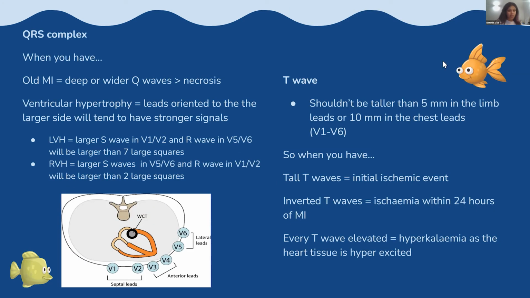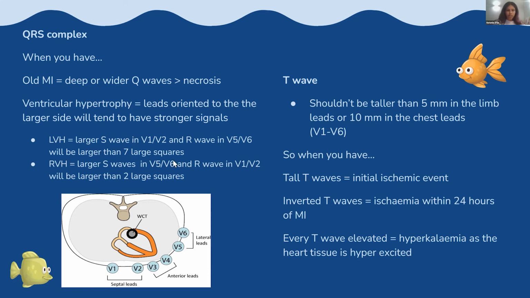Okay, so the QRS complex. When you have an old MI, you're going to see deep or wider Q waves. And when you have ventricular hypertrophy, you're going to see that the leads oriented towards the larger side will have stronger signals. For left ventricular hypertrophy, you'll see a larger S wave in V1 and V2, and the R wave in V5 and V6 will be larger than 7 squares. Whereas in right ventricular hypertrophy, you'll see larger S waves in V5 and V6, and the R wave in V1 and V2 will be larger than 2 large squares.